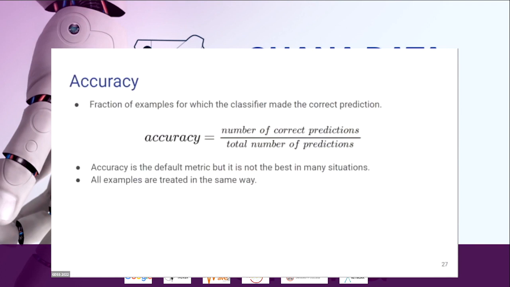So how do we evaluate our model? One common measure to evaluate a classifier is accuracy. Accuracy is the total number of correct predictions our model makes over the total number of predictions. So if you give it 100 examples and it predicts the correct label 90% of the time, then our model is 90% accurate, right? Now, accuracy is the default metric out there, but it's not the best in many situations. The main problem with accuracy is that it treats all examples in the same way.